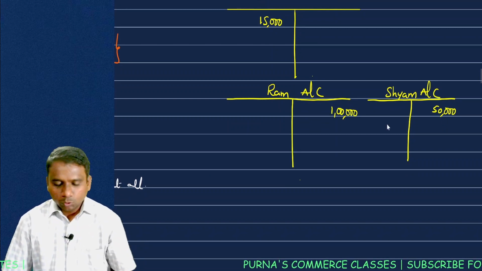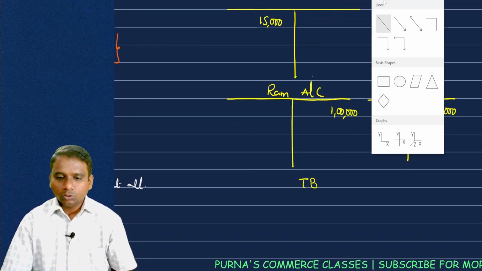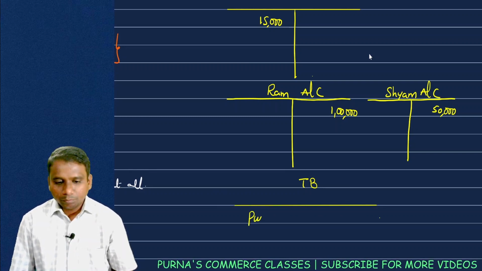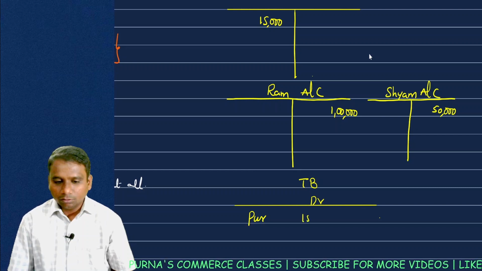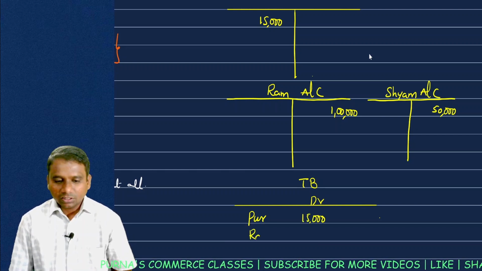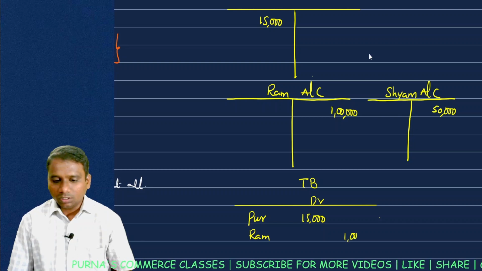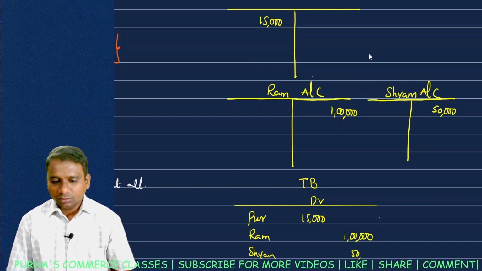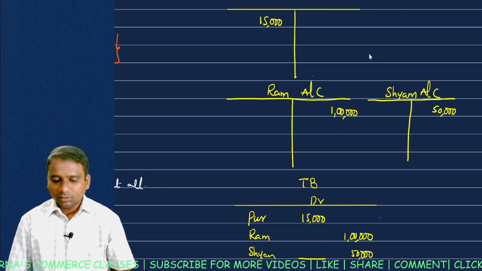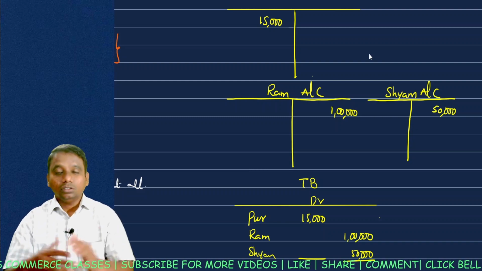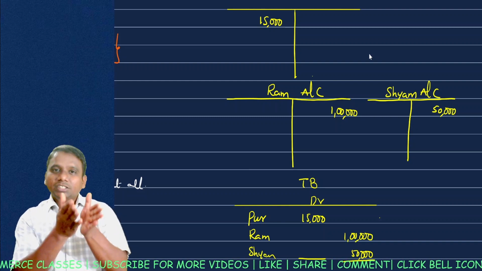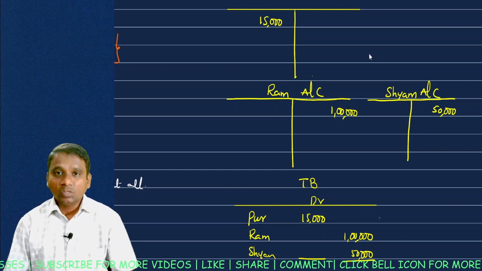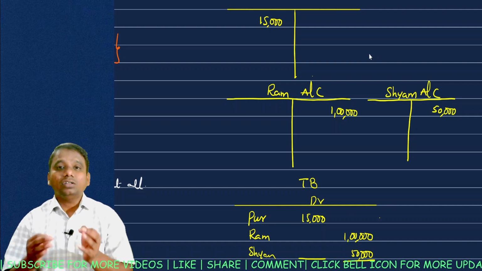these three accounts, if you come to trial balance, what happens here? Look at here, purchase account, how much is it showing? 15,000, whereas ROM account, how much is it showing? 1 lakh, and Shyam, how much is it showing? 50,000. Now you tell me, does this trial balance agree or not? No. Purchase account debit is just 15,000, whereas credit ROM and Shyam put together is 1,50,000. So here the trial balance will not agree.